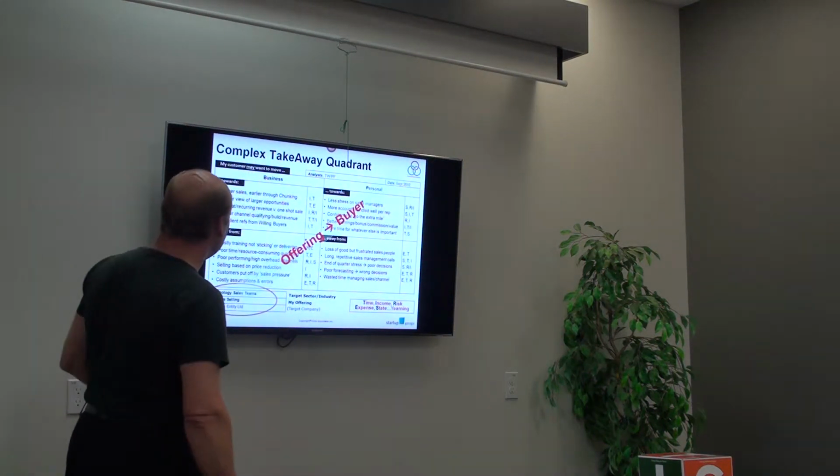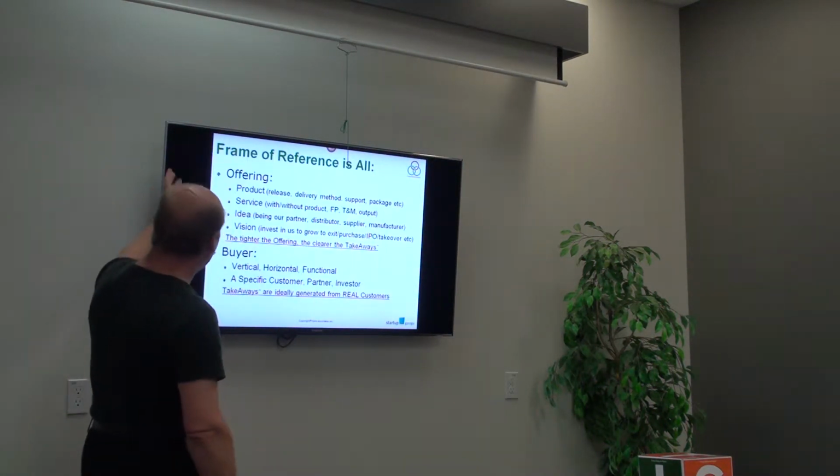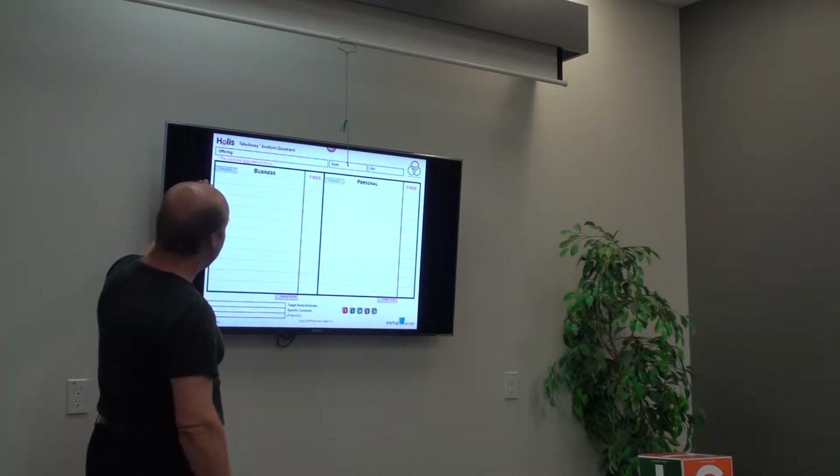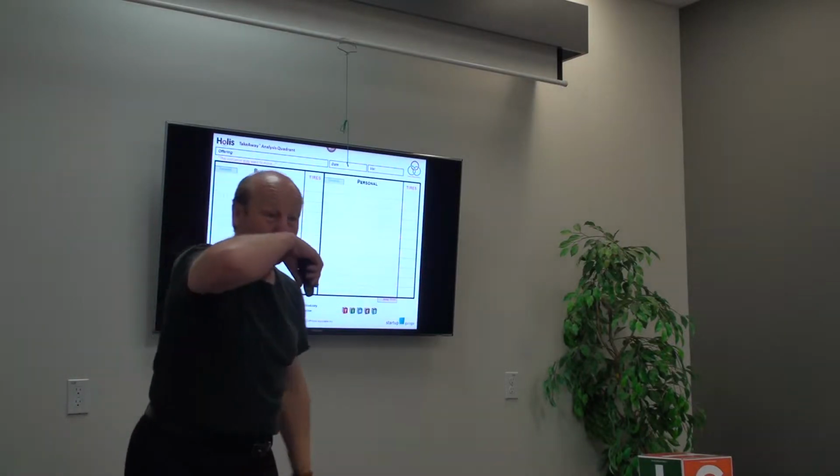So that's what the top quadrant's about. Offering to buyer, and so on. Frame of reference, we've done that. Remember we talked about offering, there's the buyer. This is a blank. I hope we've got some blanks, have we? Yeah.